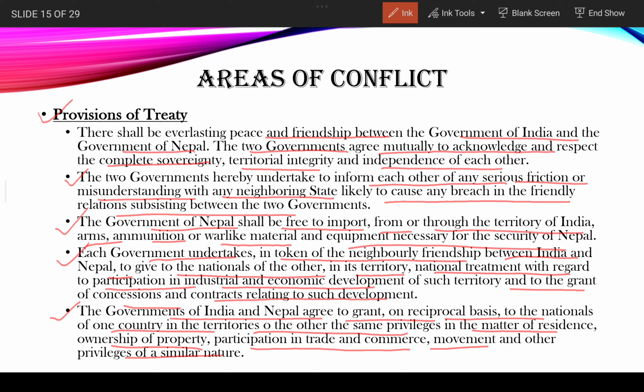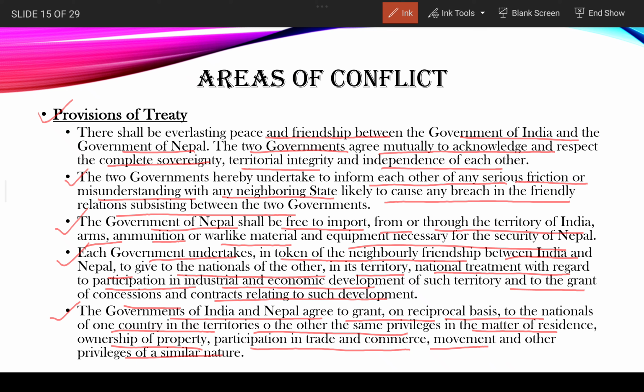So basically, on a reciprocal basis, like India providing it to Nepal and Nepal providing it to India, to the nationals of the particular country, be it in matters of residence, ownership of property, or participation in trade and commerce. The same kind of privileges should be provided. Taking the example of India, India should provide the opportunity to Nepalese people in the similar way, just like the privileges it provides to its own citizens. This is another provision of this treaty.